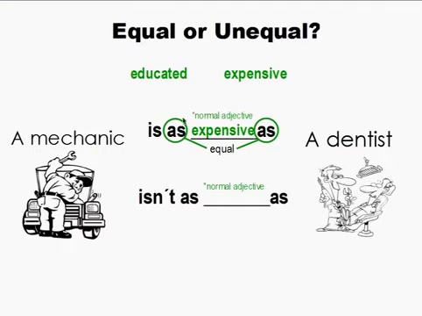Now, notice when I use as and then the normal adjective and then again as, that's when I think that the two things are equal. I'm not really comparing them, I'm saying that they are equal. Okay?